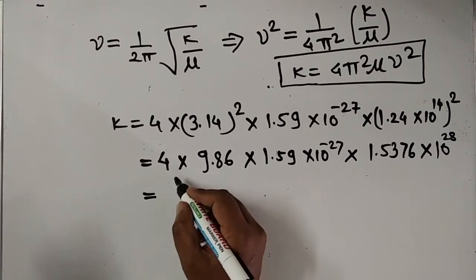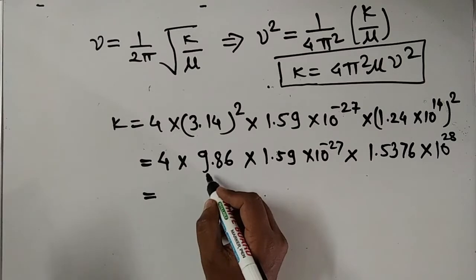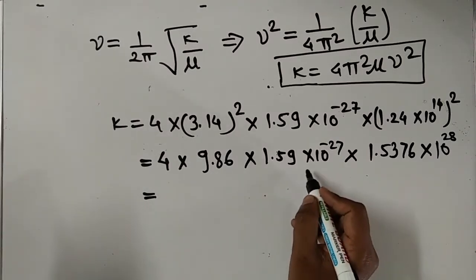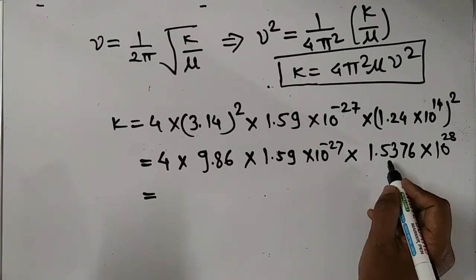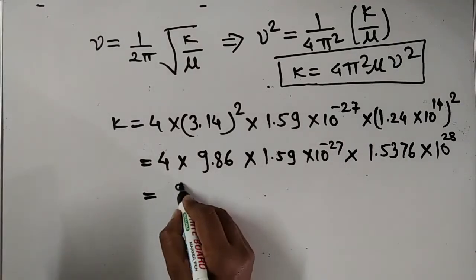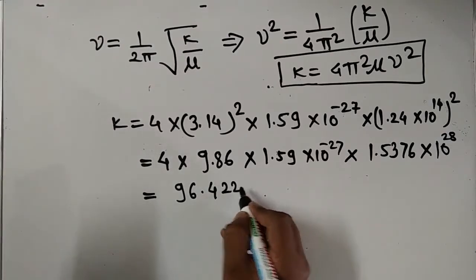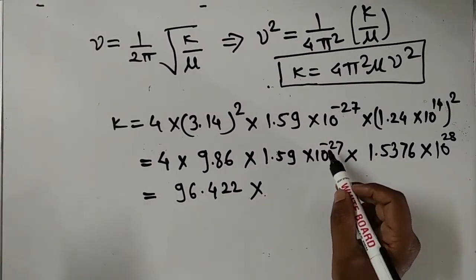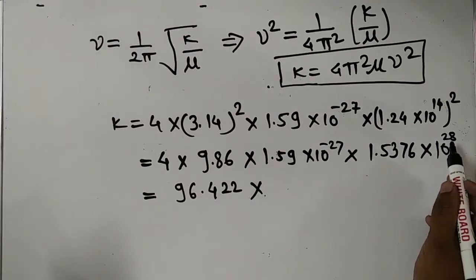So calculation 4 into 9.86 into 1.59 into this term 1.5376. So if you do the calculation, that number comes out to be 96.422, right, into, now we have the 10 raised to power, right. So it is 10 raised to minus 27 into 10 raised to 28, right.